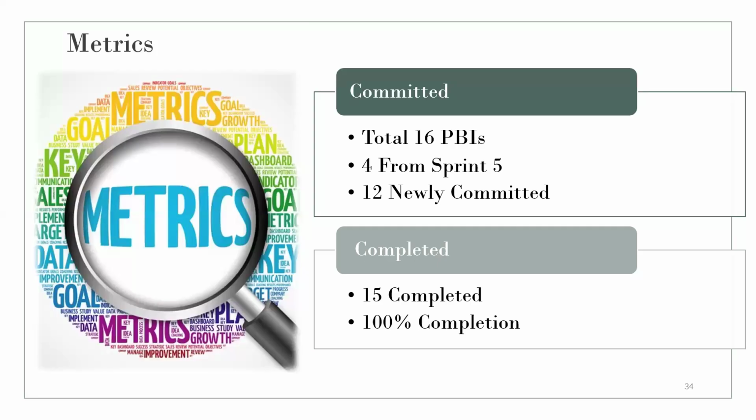Then we look at the metrics. A total of 16 PBIs were committed, 2 of which were committed but not developed from Sprint 5. Another 2 were developed from Sprint 5 but not tested. 12 were newly committed in this sprint. One of the PBIs, due to unavailability of a PayPal account, was moved out of the sprint into the backlog. So eventually we were only able to do 16 PBIs for this sprint.